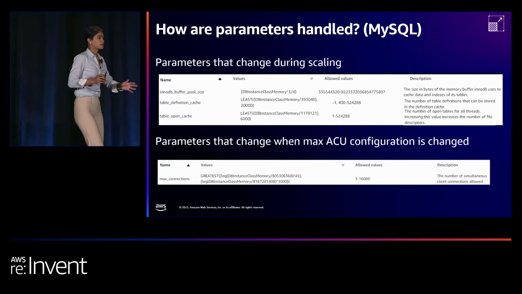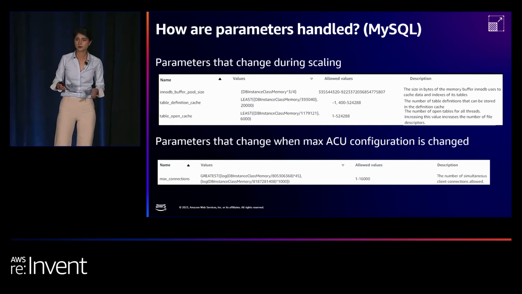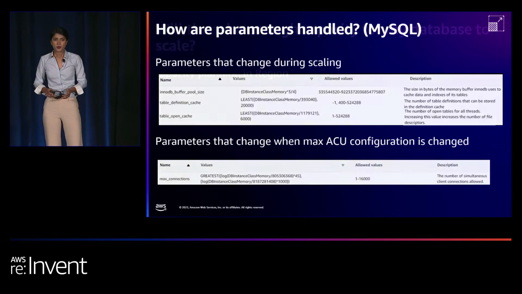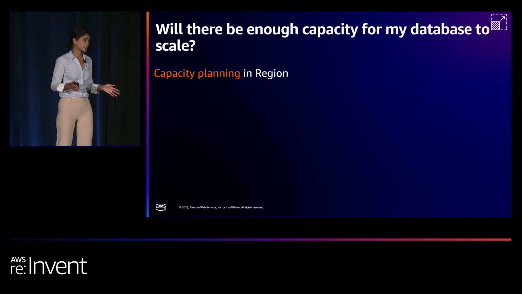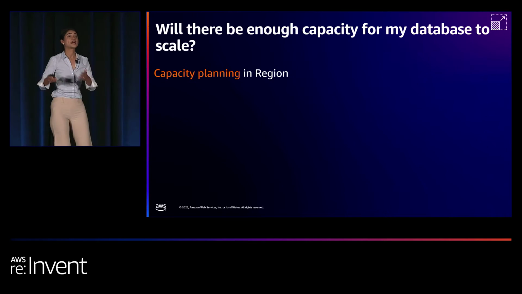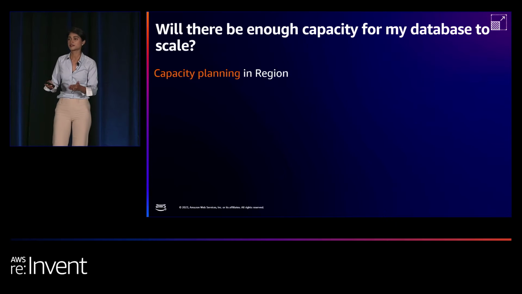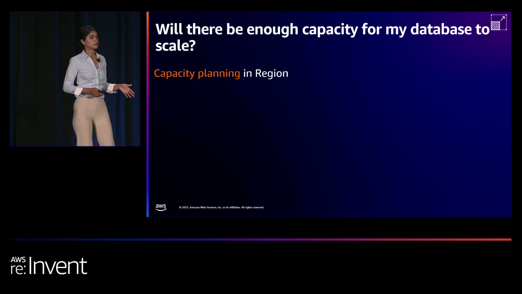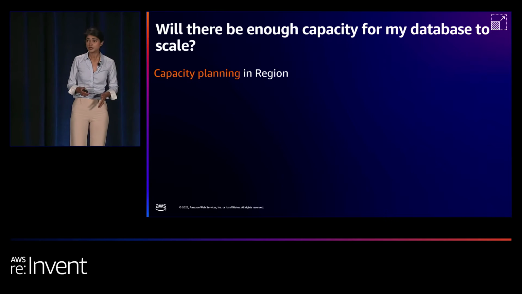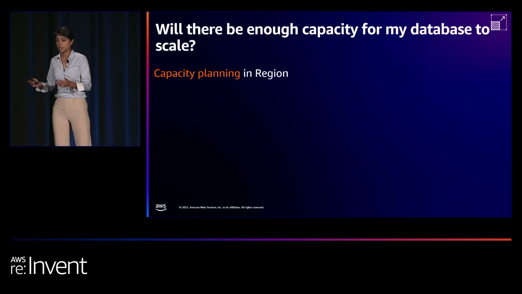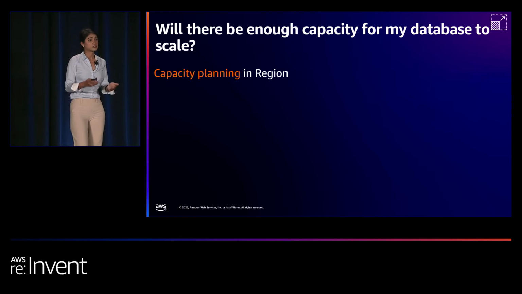OK, so this is all about scaling, how it happens, what goes on. Is there going to be enough capacity lying around for your database to actually scale? Because we can understand all about scaling, but what if there's no capacity? How do we make sure that there is enough capacity available? So first thing, we do capacity planning for in-region. With our experience of running Aurora and RDS, we can make projections based on that.